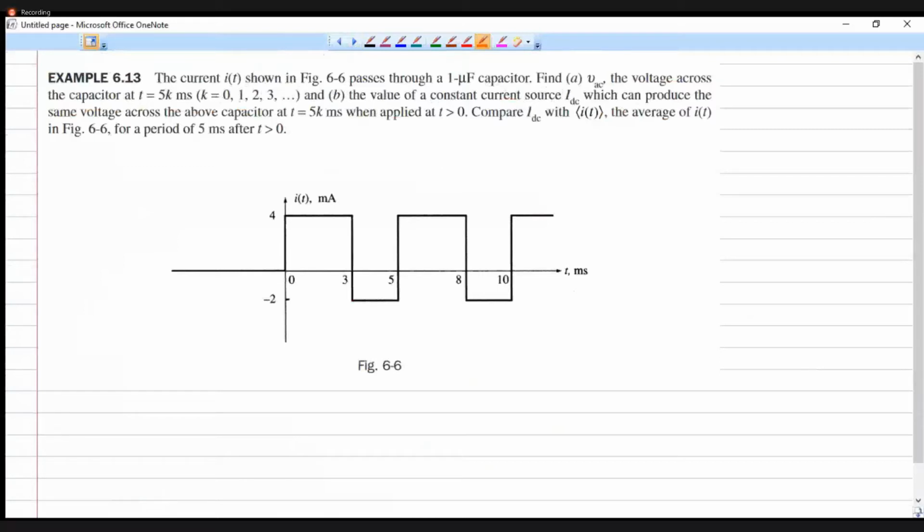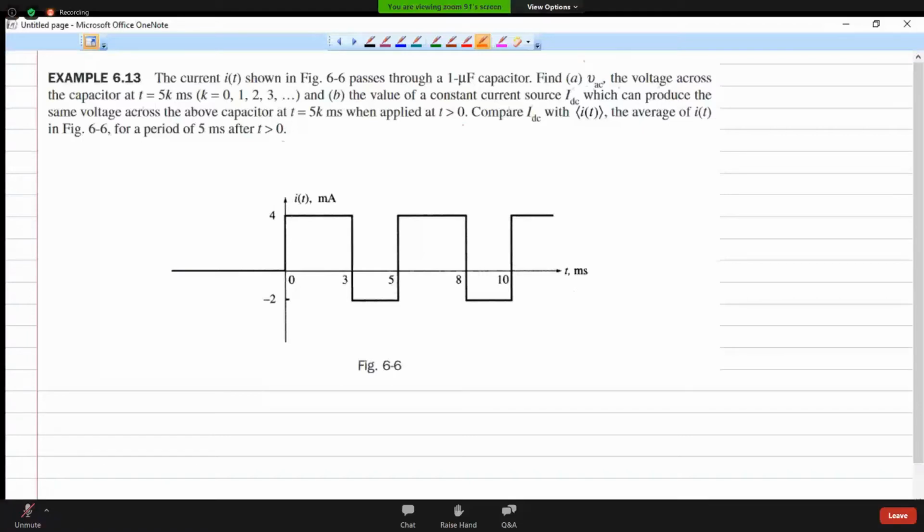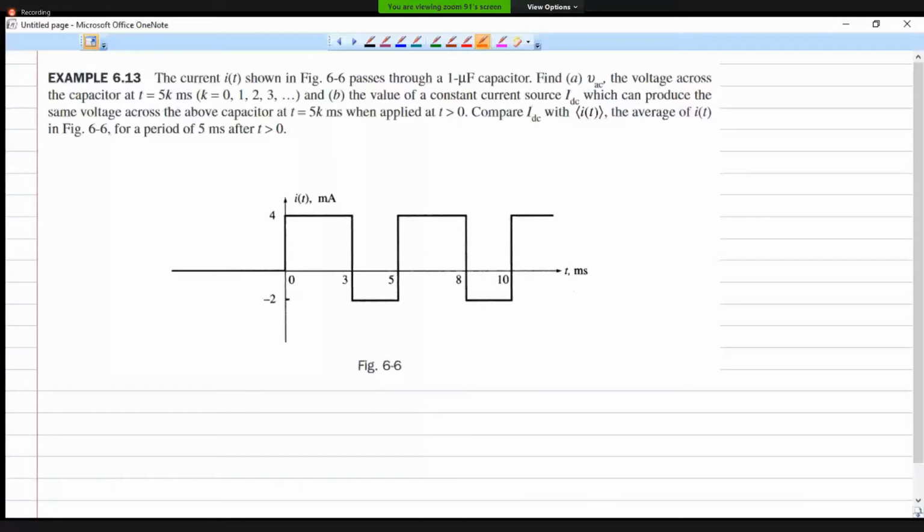The current I of t shown in the figure passes through a 1 microfarad capacitor. So we are given a current waveform which is passing through a 1 microfarad capacitor. We have to find out the AC voltage, VAC, the voltage across the capacitor at various time instances. One is at 5k milliseconds, which is at 5 into k times the millisecond. So k will take a value of 0, 1, 2, 3.